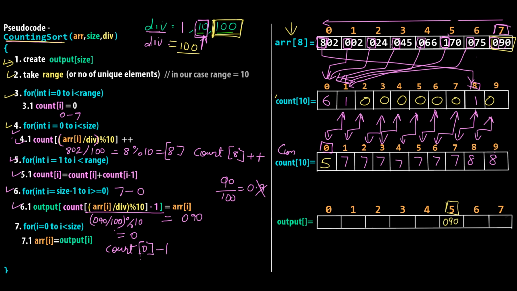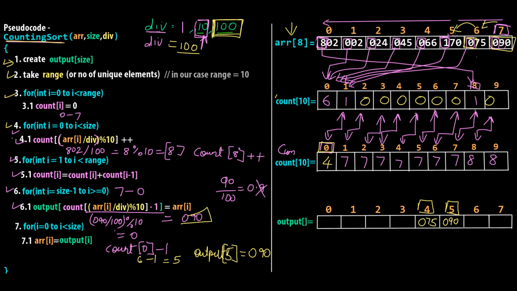Okay, so the count at index 0 would be 6 minus 1, which gives you 5. So at output index 5 is where you have to store this 090. Then we will move on to the next value in the input array. We will take this 0, go to the 0 index position in the count array, and decrement it by 1, so it becomes 4. At the 4th index position is where we will store 075, so 075 will come over here.